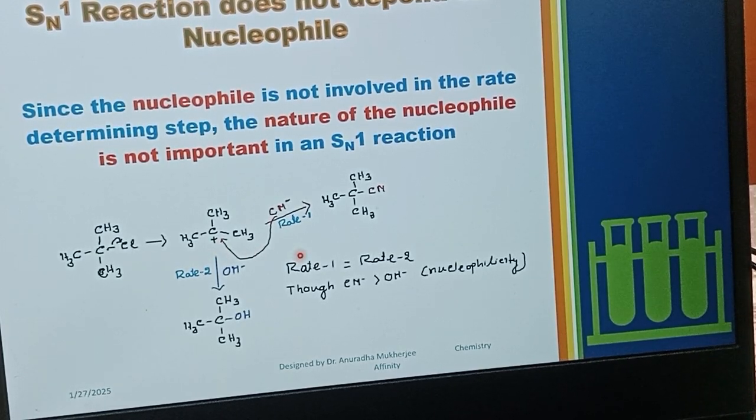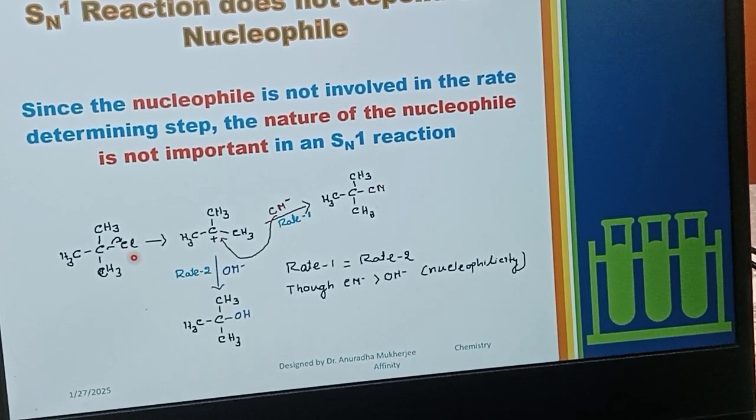Now you are using two different nucleophiles, CN minus and OH minus. But in both cases you can see rate 1 equals rate 2. But we all know cyanide is a better nucleophile than OH minus. Why is rate 1 equal to rate 2? Because here the rate depends on the substrate. This is the RD step. Formation of carbocation is the RD step. Attacking nucleophile is not the RD step. So the leaving group is playing an important role here, not the nucleophile you are using. For SN1 reaction, the leaving group plays an important role.